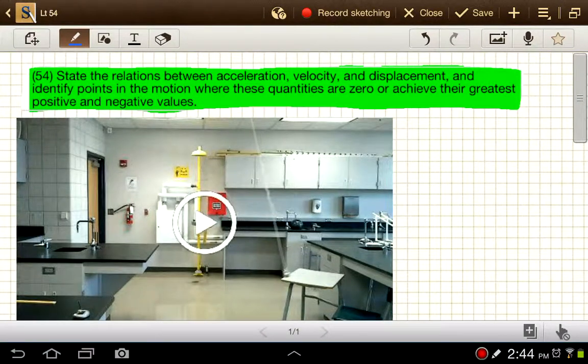And that's all for this learning target. We've identified acceleration, velocity, and displacement, and when they're large and when they're 0 for simple harmonic motion.